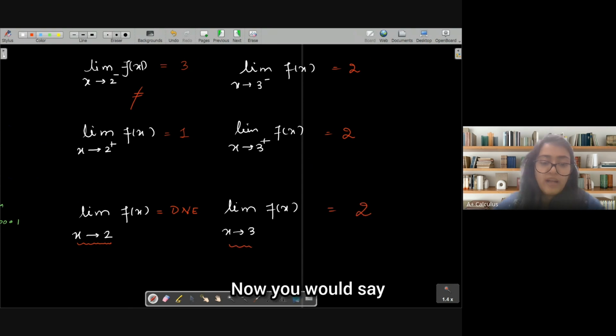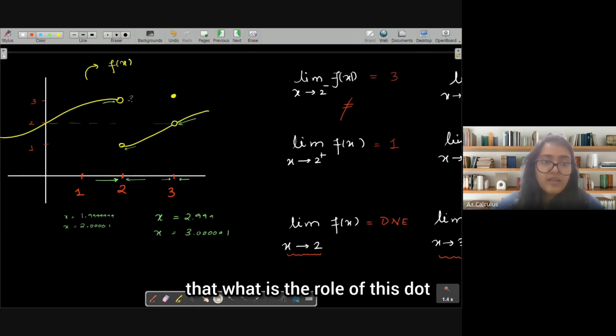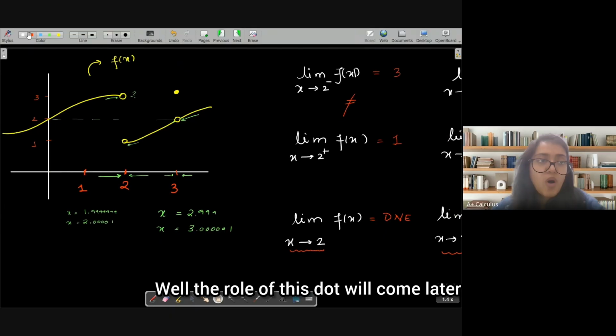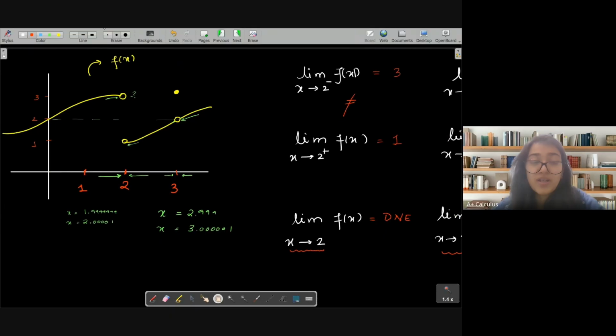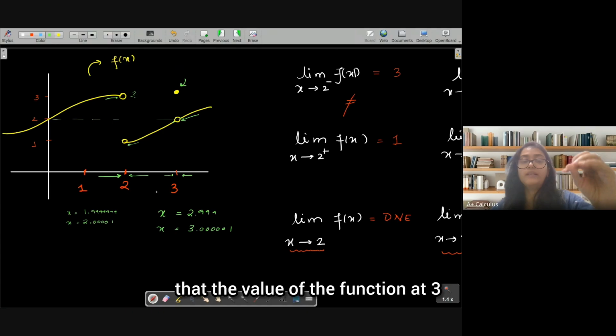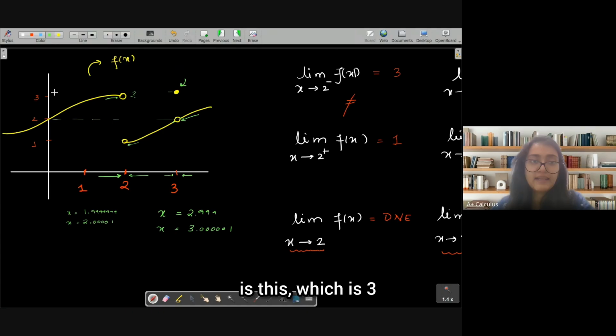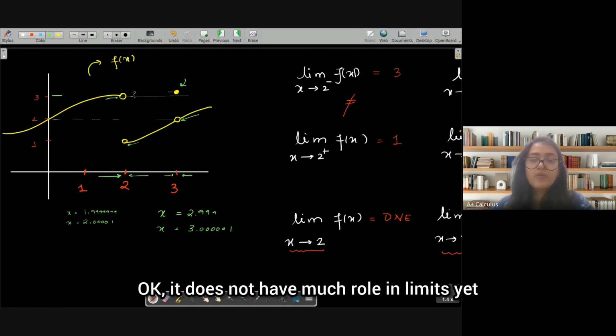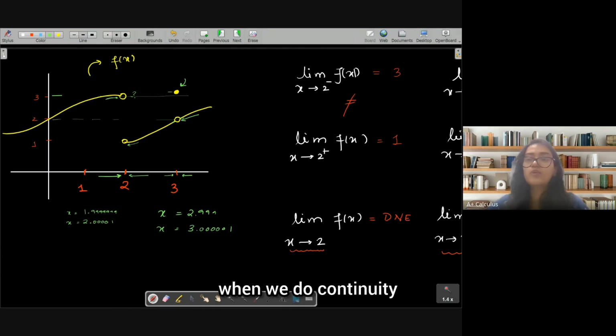Now you would ask what is the role of this dot? Well, the role of this dot will come later when we study continuity. For now, just understand that this dot means that the value of the function at 3 is this, which is 3. It does not have much role in limits yet, but it will have a role when we do continuity.